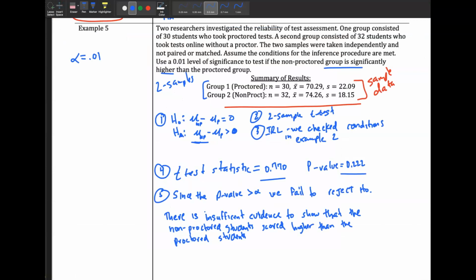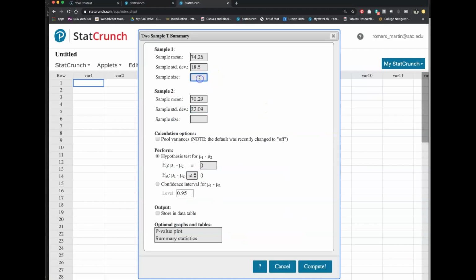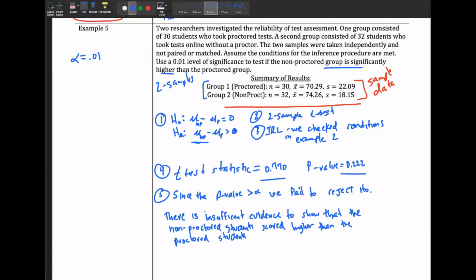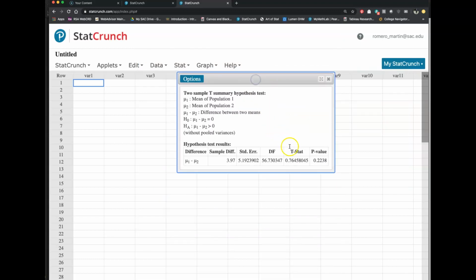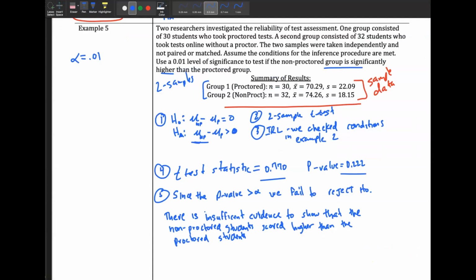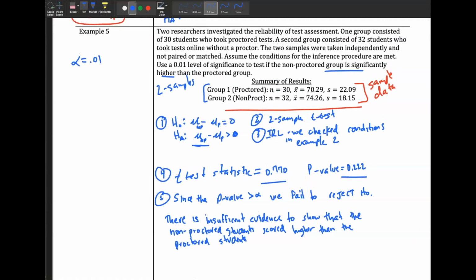You want to make sure you enter that data in correctly. And then the sample sizes are 30 and 32. Let's double check. Non-proctored is 32, so this is 32 here, and this is 30. And we have this correct. It's a hypothesis test, we're not doing a confidence interval. Compute. And this is where you go ahead and get your test statistic and your p-value. This is your test statistic, and that's where I got those numbers from.